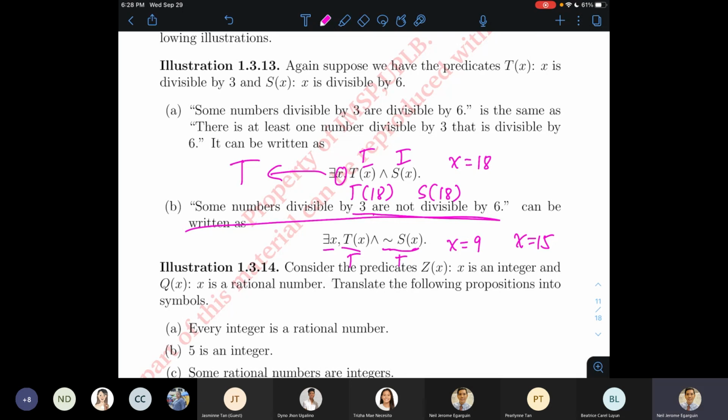Wala naman. So I think everything is clear. Medyo light nga lang yung discussion natin ngayon. It's just translating and some bunch of terminologies.